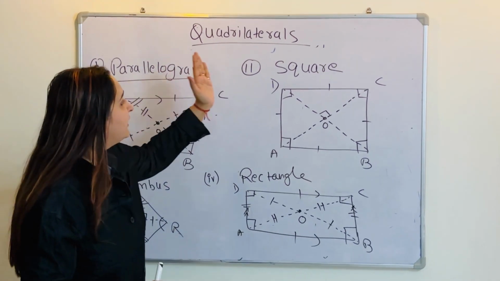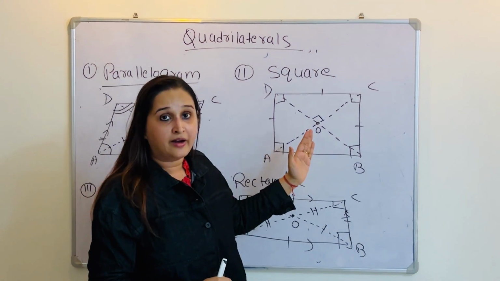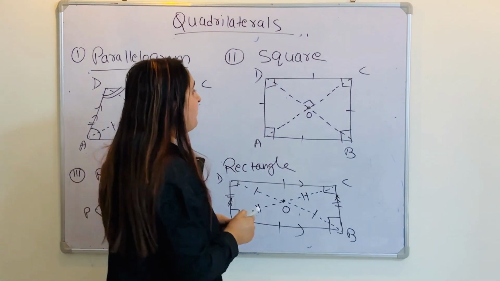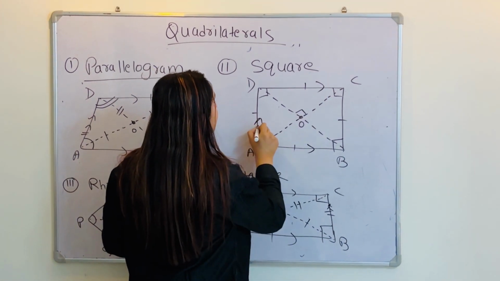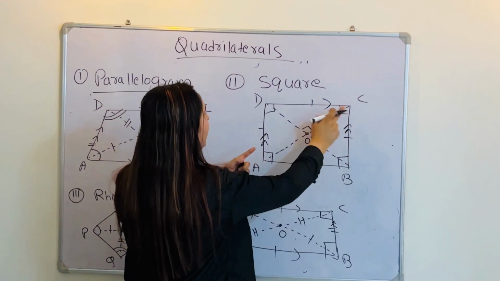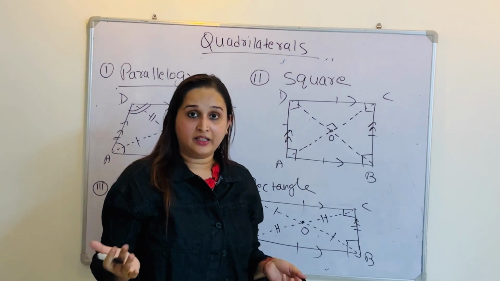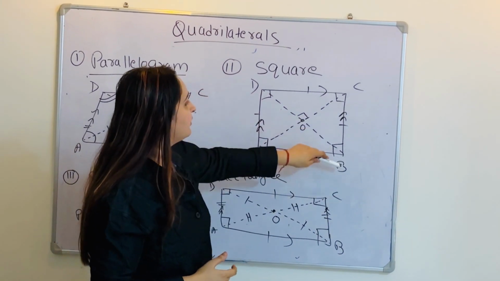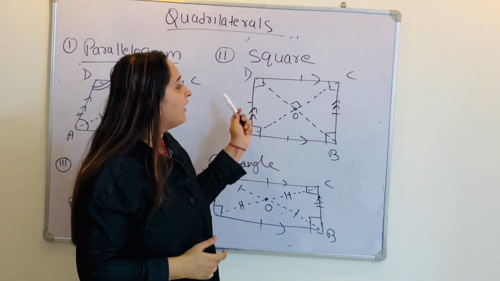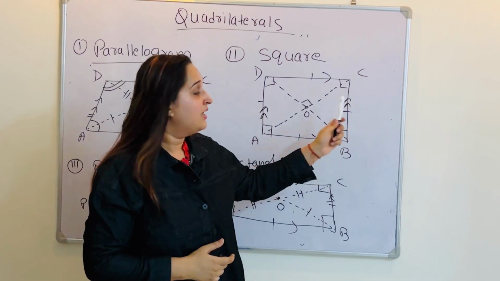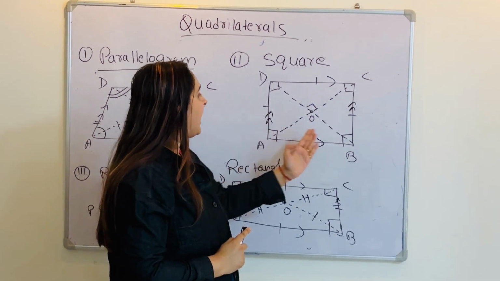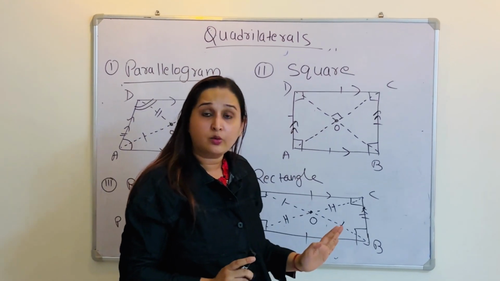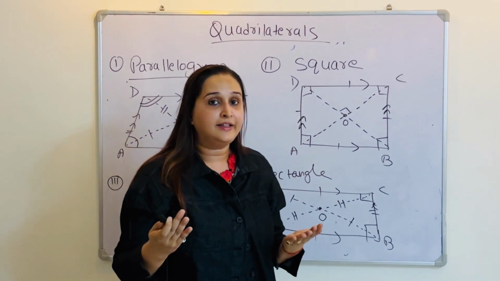Now let's move to the next quadrilateral, which is a square. In a square, we know that all the four sides are equal, opposite sides are parallel, and the vertex angles are 90 degrees. So AB is equal to CD, AD is equal to BC, and they are parallel also, right? Now let's talk about the angles. The angles are 90 degrees. Angles A, B, C, D all are equal and all are equal to 90 degrees.